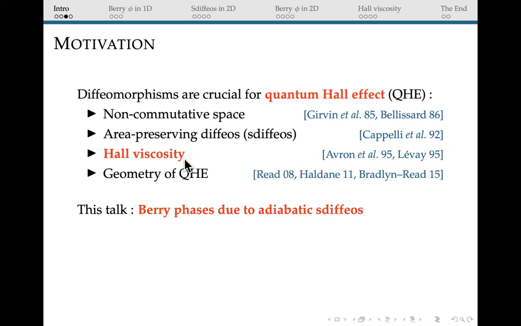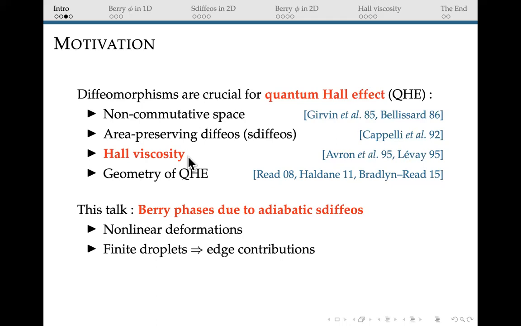The first key difference is that Hall viscosity is normally computed for linear diffeos, while I, by contrast, am going to consider completely general, arbitrary, nonlinear deformations. So in fact, parameter space here is going to be very much infinite dimensional, whereas by contrast, in the context of Hall viscosity, parameter space is by construction finite dimensional. And secondly, Hall viscosity is normally computed for samples that have no edge. Specifically, again, you take a torus, which has no boundary, and you just fill the torus with electrons in such a way that a certain number of Landau levels is completely filled.